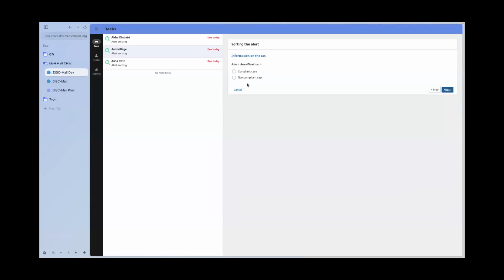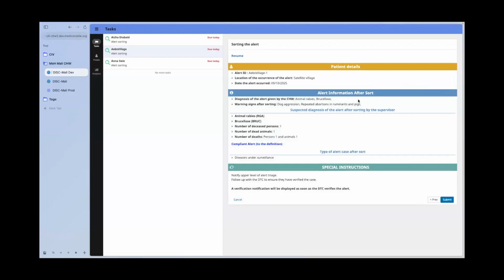Next. So now we have, based on his sorting, did he think that it is okay? He says yes, this case is verified. So let's send it to the upper level so that it can be analyzed. Here you have the symptoms, and the suspected diagnostic by the supervisor. It's the same. We have all the information that the supervisor had.